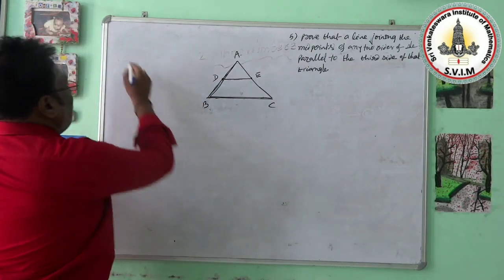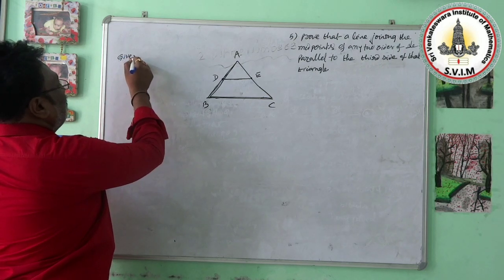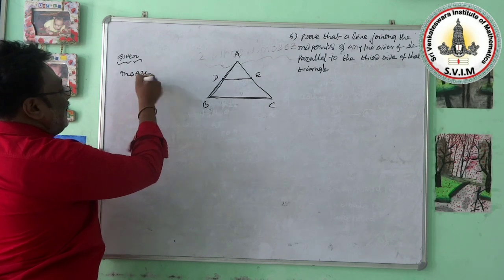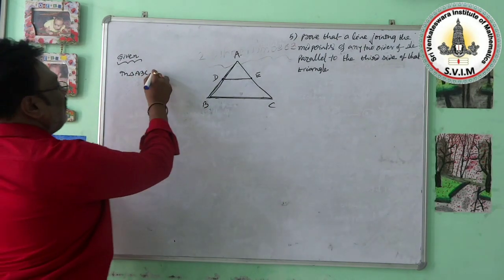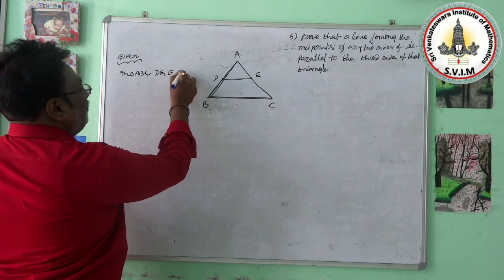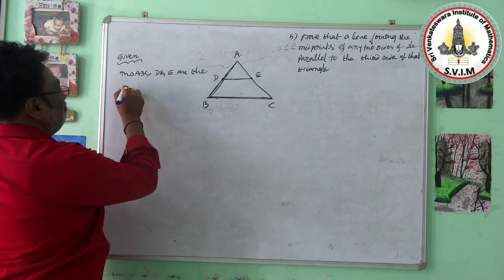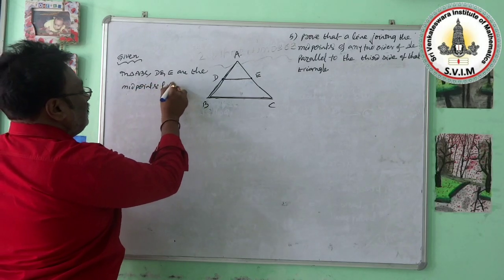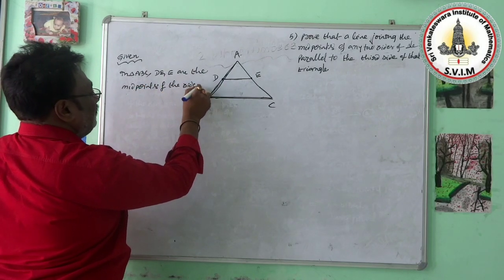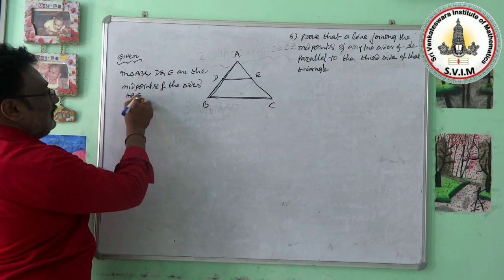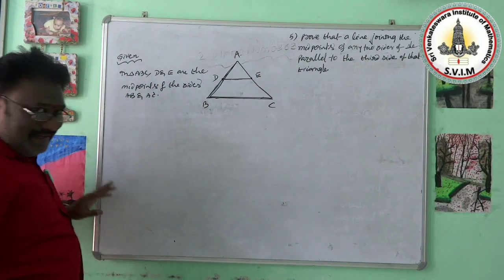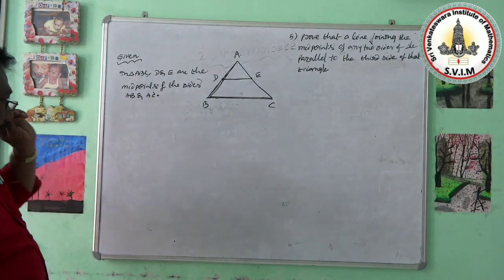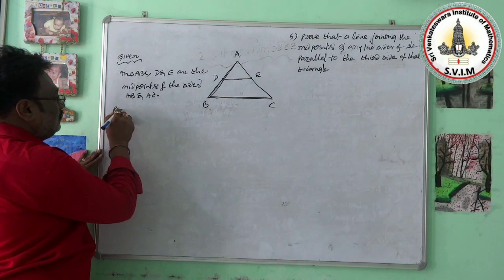That's all. So here I am writing the given information. In triangle ABC, D and E are the midpoints of the sides AB and AC. That's all. Now required to prove.